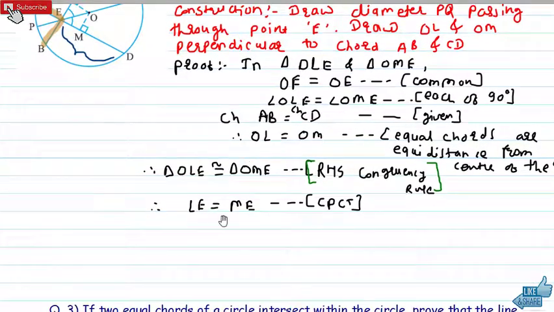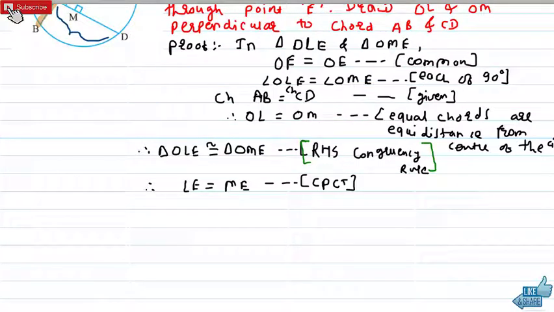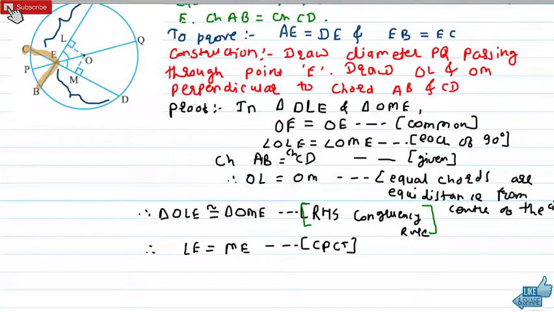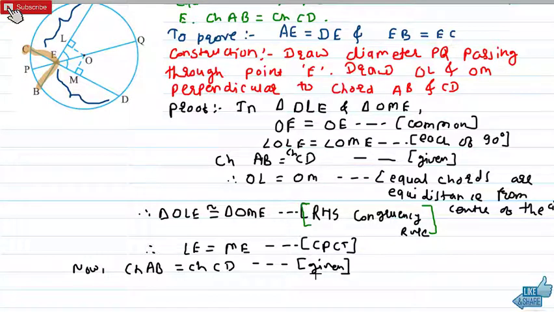Now it's time to see the second part of this theorem. The second part is also a simple part, only you have to understand it carefully. Now just watch here, I just write here: chord AB is equal to chord CD. Chords are equal, that is given, and OL and OM are perpendicular.